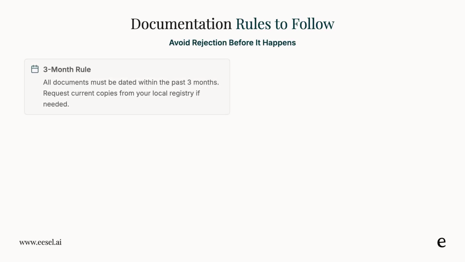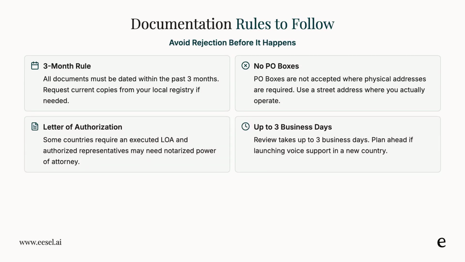4 rules to memorize before you submit. All documents must be dated within the past 3 months. PO boxes are rejected where physical addresses are required. Some countries need a letter of authorization or notarized power of attorney. And the review process takes up to 3 business days. Build that wait time into your launch planning.